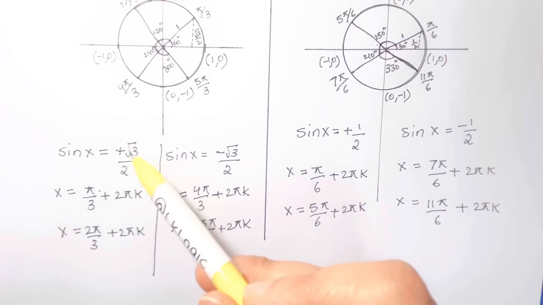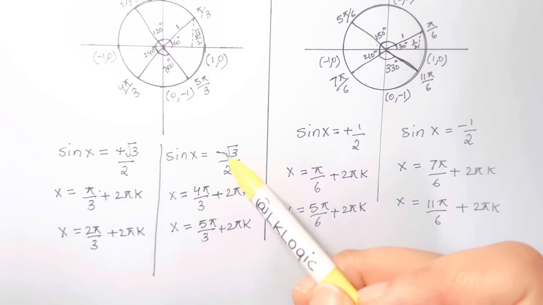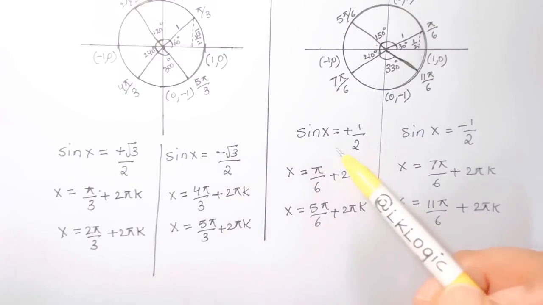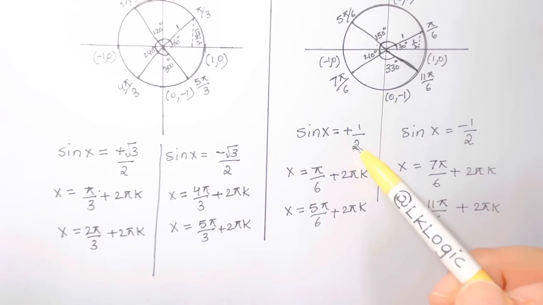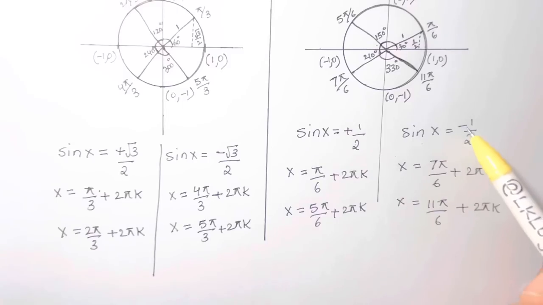For sin x equals plus root 3 by 2, sin x equals negative root 3 by 2, sin x equals plus 1 over 2, sin x equals negative 1 over 2.